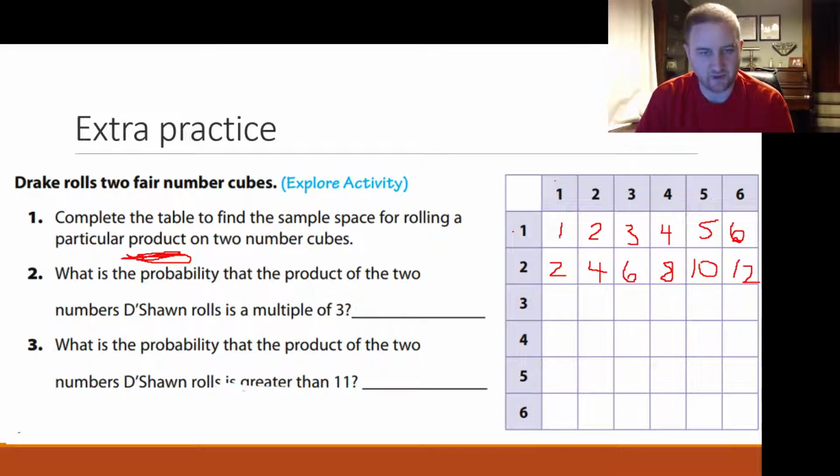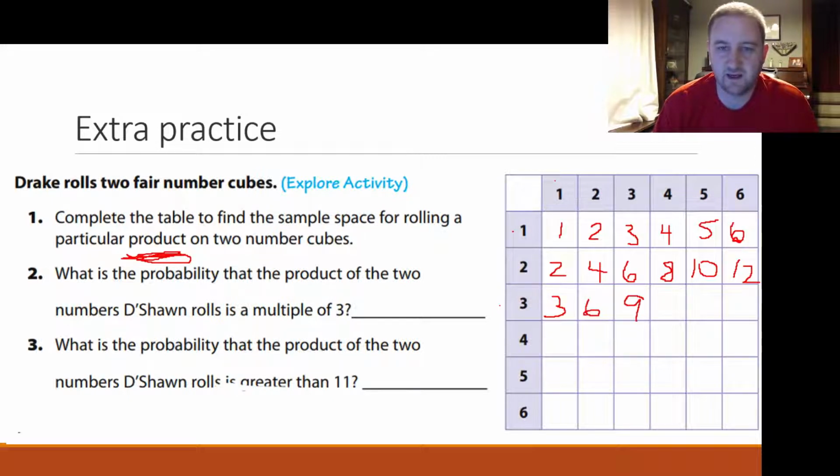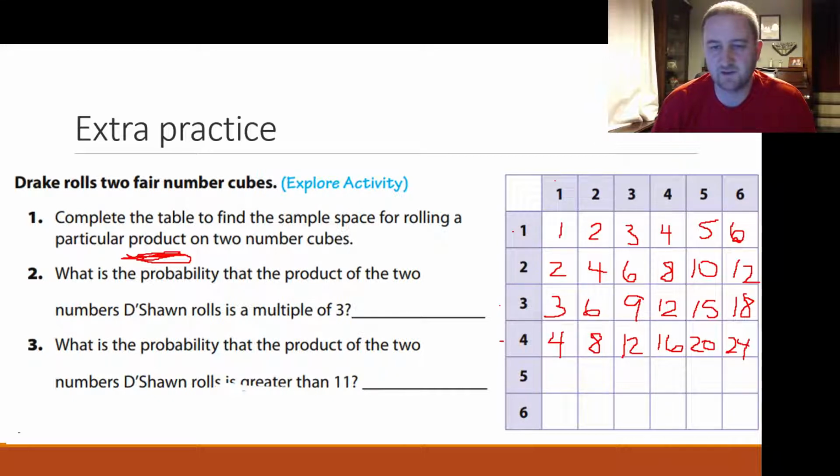Let's say we roll a 3 on our first roll. And then a 1. 3 times 1 is 3. 3 times 2 is 6. Then 9. 12. We can see we just have all multiples of 3 here. 15. And then 18. If he rolls a 4 first, 4 times 1 is 4. Now we have multiples of 4. 4 times 2 is 8. 4 times 3 is 12. Then 16. Then 20. And then 24 is 4 times 6.